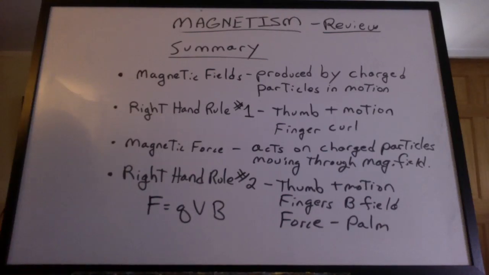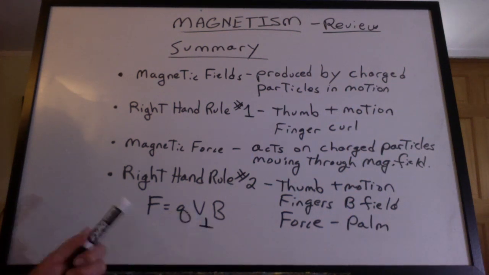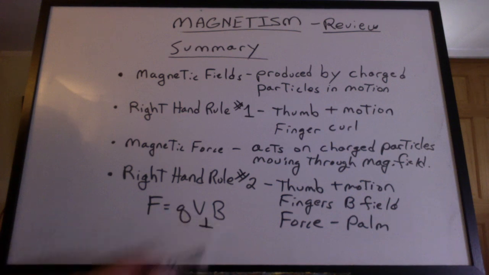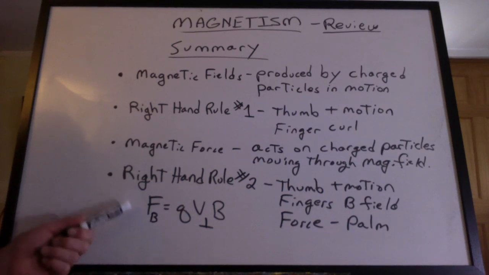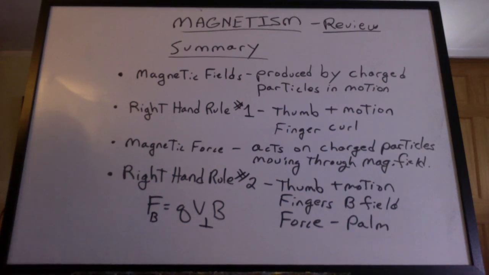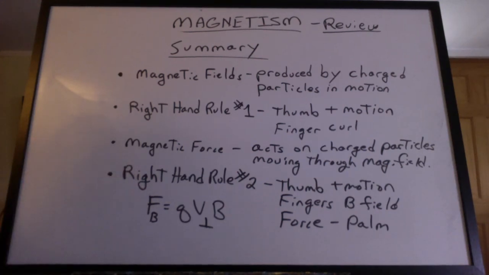The formula that goes with this rule is F equals QVB. We usually put the perpendicular sign under the velocity to remind us that the velocity must be perpendicular to the magnetic field. Sometimes we put a B as a subscript to remind us that we're talking about a magnetic force. Now, all this may seem like a lot, but believe me, it's only the beginning for magnetism. Don't fall behind.